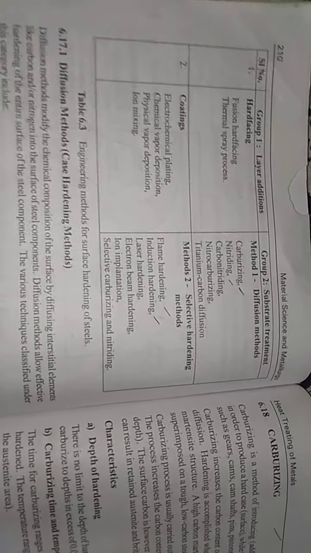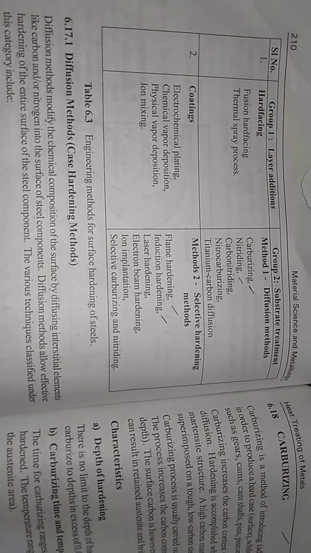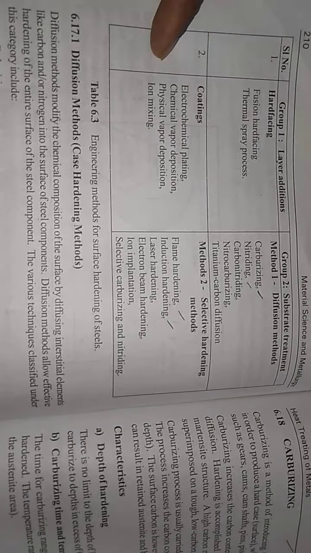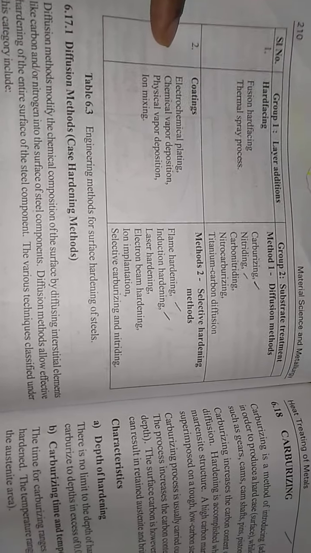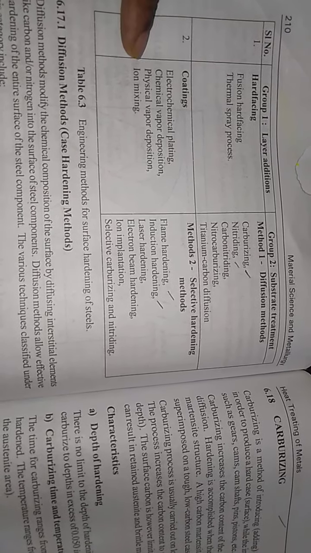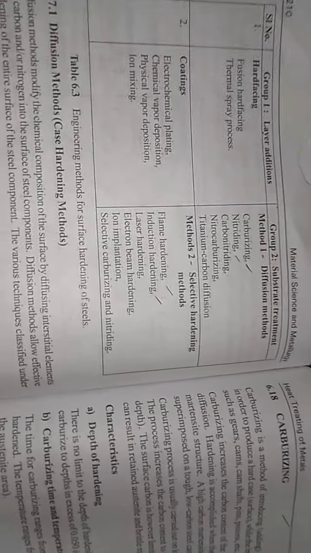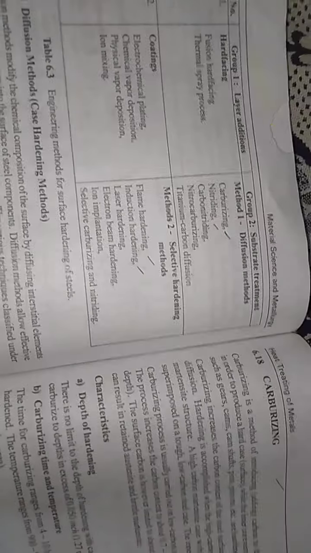I think you might have heard about coatings, probably in first year chemistry or in second PUC, if I'm not wrong. So you have coatings: chemical vapor deposition, physical vapor deposition, ion mixing, electrochemical plating. The coatings basically are just adding on the surface, layer additions. The second method is substrate treatment, where you are treating the surface. Substrate means the surface and a little bit of the region below it. That is again divided in two forms.